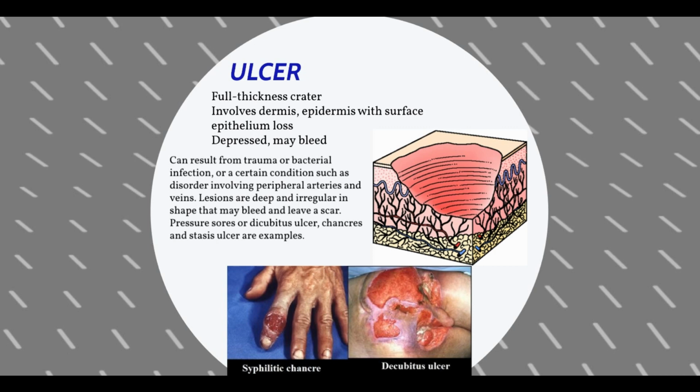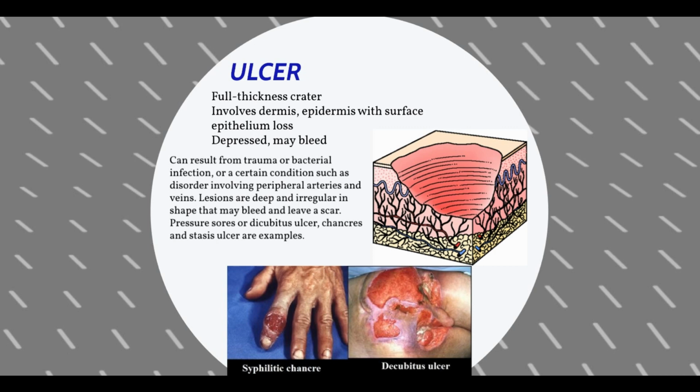So it can be depressed and it may bleed. One of the big things to remember is the skin is not intact. Therefore, this patient is even more susceptible to bacterial infection. So let's talk about the cause of these secondary lesions. So they can result from trauma or bacterial infection, or a certain condition such as any type of diabetic disorder or neuropathy involving peripheral arteries and veins.